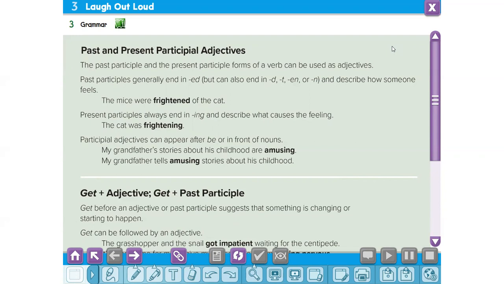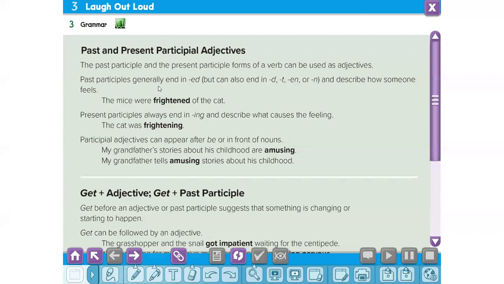Unit 3, Laugh Out Loud. Grammar, on pages 36 and 37. Listen to me, my friends. Past and present participle adjectives. The past participle and the present participle forms of a verb can be used as adjectives.